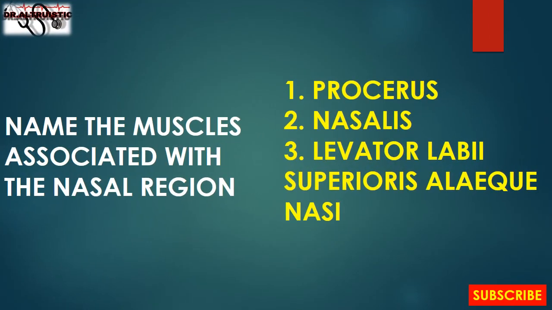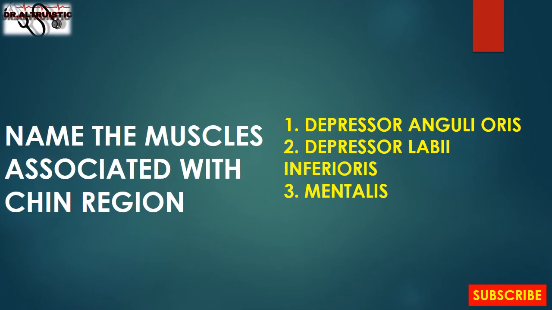Name the muscles associated with the nasal region. 1. Procerus. 2. Nasalis. 3. Levator labii superioris alaeque nasi. Name the muscles associated with chin region. 1. Depressor anguli oris. 2. Depressor labii inferioris. 3. Mentalis.